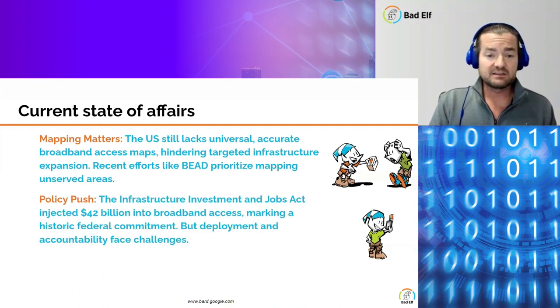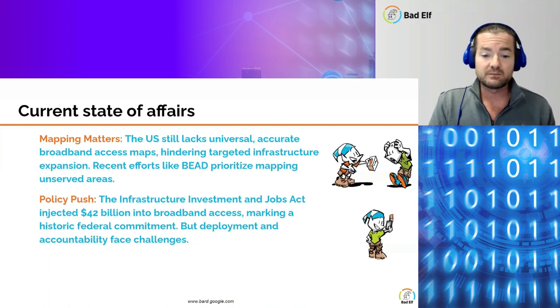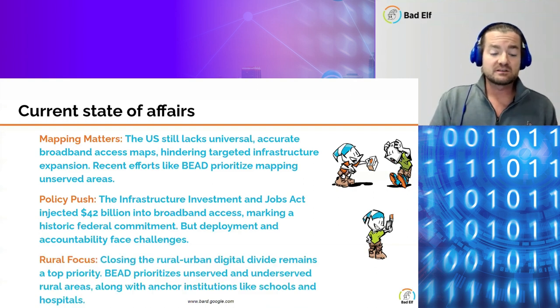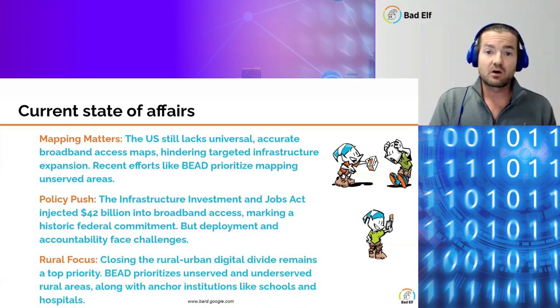There's a huge policy push in the United States currently. The Infrastructure Investment and Jobs Act injected $42 billion into broadband access, making a historic federal commitment, but deployment and accountability face challenges regardless. We've got a huge focus on the rural communities, even though there are underserved urban communities. Closing the rural-urban digital divide remains a top priority. BEAD prioritizes unserved and underserved rural areas, along with anchor institutions like schools and hospitals.